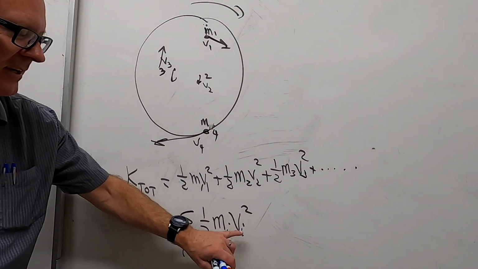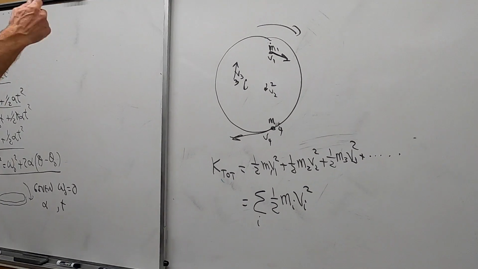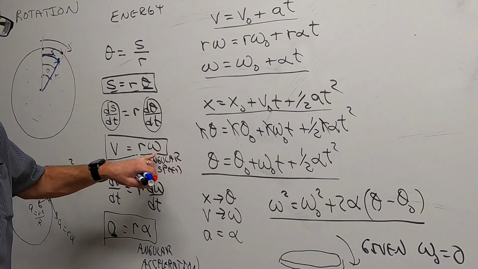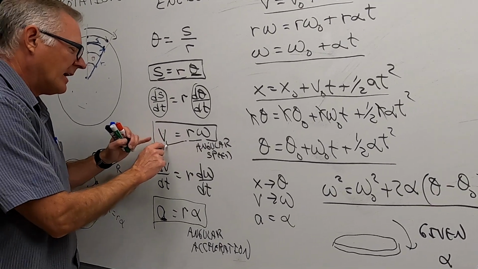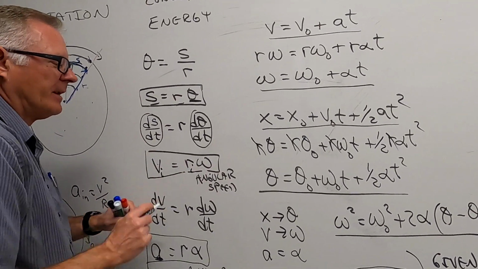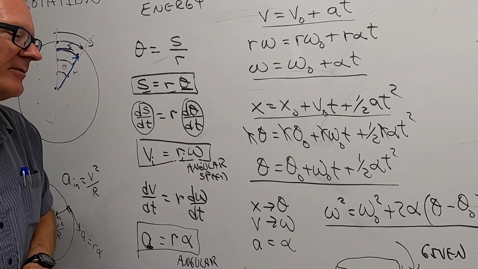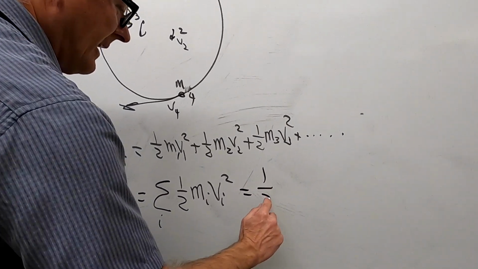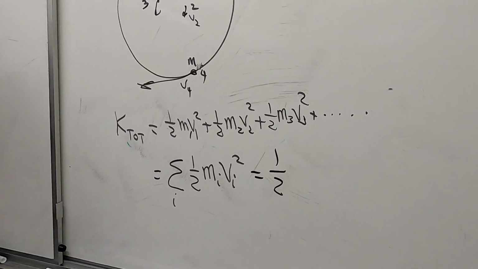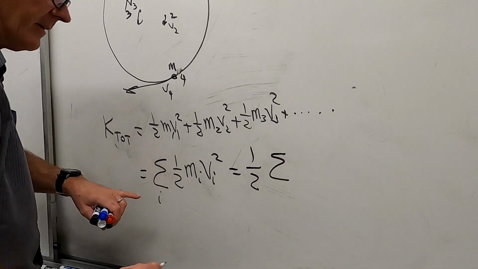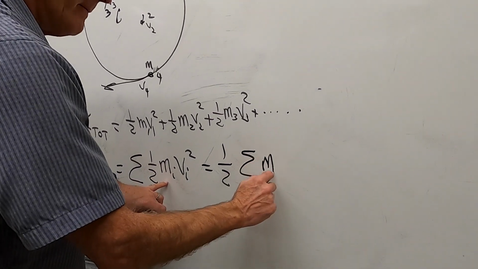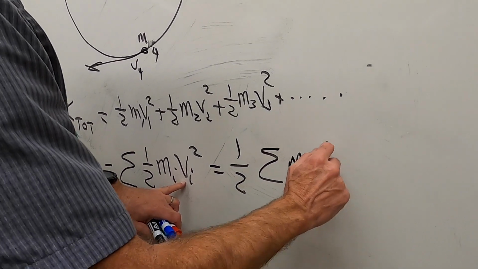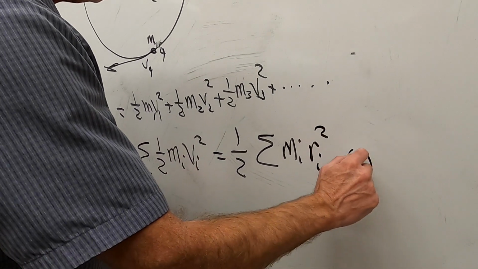Now, I don't want to leave it in terms of v sub i's because the v's are different everywhere. At least if I come over here and write it like this, they all have the same omega. So I'm going to say the ith velocity is the ith r, but I don't have to put an i on the omega because they all have the same. So if we come back over to here, this is 1/2, sorry, the sum. Well, I'm going to put the sum on, I can pull the 1/2 out. We get m sub i. v is r omega, so it'd be r sub i squared omega squared.